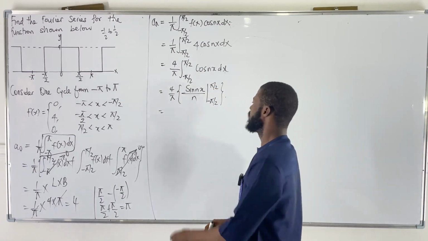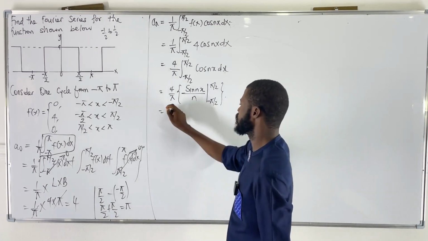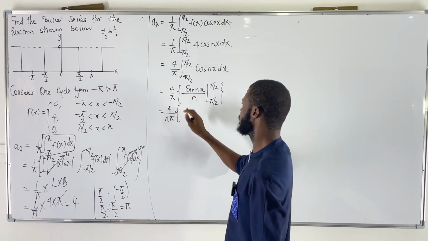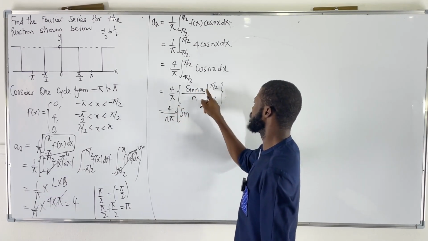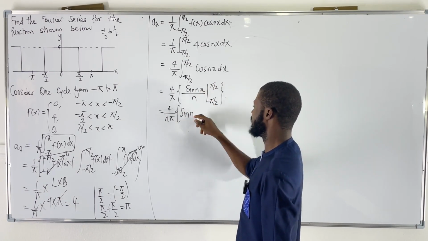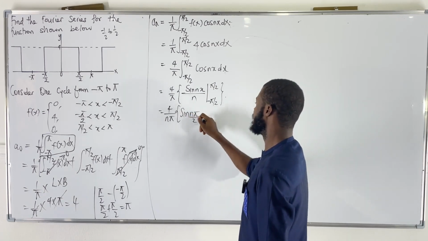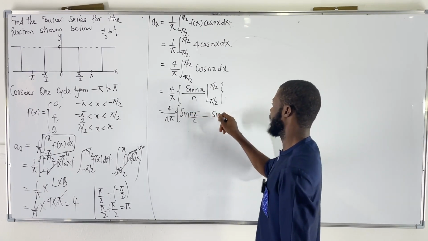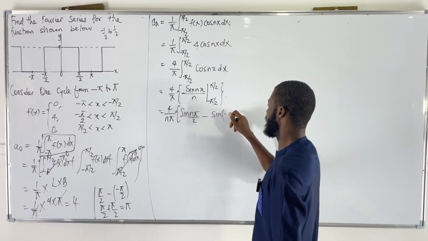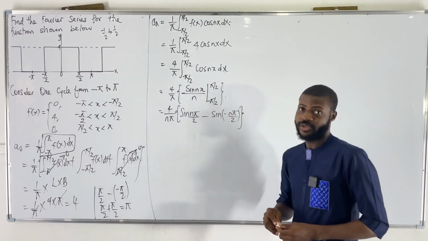All right. Now, this n here is a constant, so bring it out. So this will be 4 over n pi. Then we have sine. Now let's put in our limits. So this is n, x will become pi over 2, so this will be n pi over 2. Then minus sine, let us put in this minus, so this will then become minus n pi over 2. That's what it's going to be.